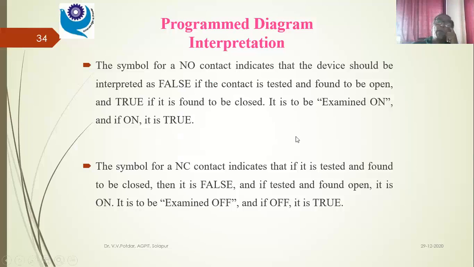Interpretation continues. The symbol for a normally open contact indicates that the device should be interpreted as false if the contact is tested and found to be open, and true if it is found to be closed. It is to be examined on, and if on, it is true. The symbol for a normally closed contact, the upper one was normally open, indicates that if it is tested and found to be closed, then it is false. And if tested and found open, it is on. It is to be examined off, or if off, it is true.